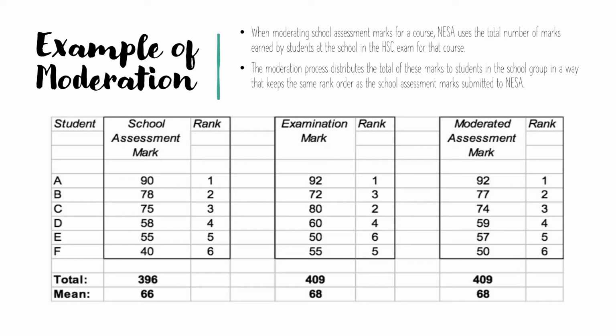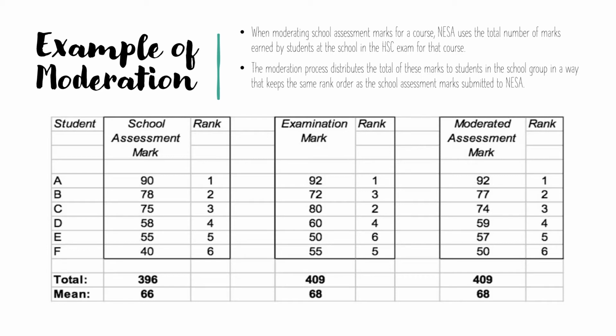And if we go down here, we see that the rank order that the students were in the school for the school assessment mark is different to the rank order they were for the examination mark, because students performed differently in the exam conditions. However, the moderated assessment marks have to be ranked in the same way that the school assessment marks were ranked to maintain those ranks and relative gaps between the students at the school.